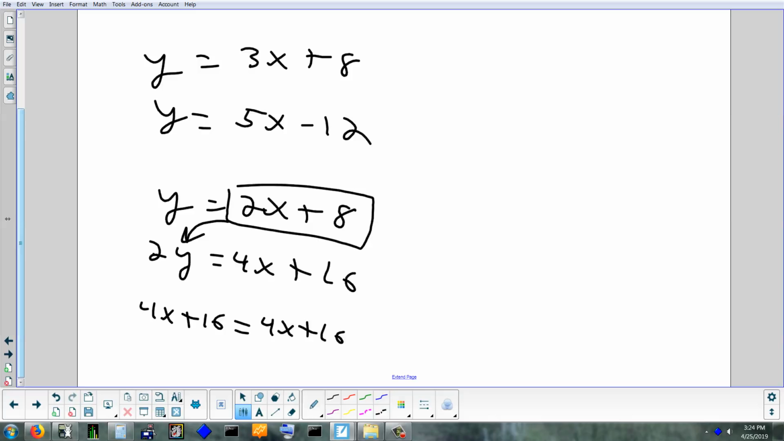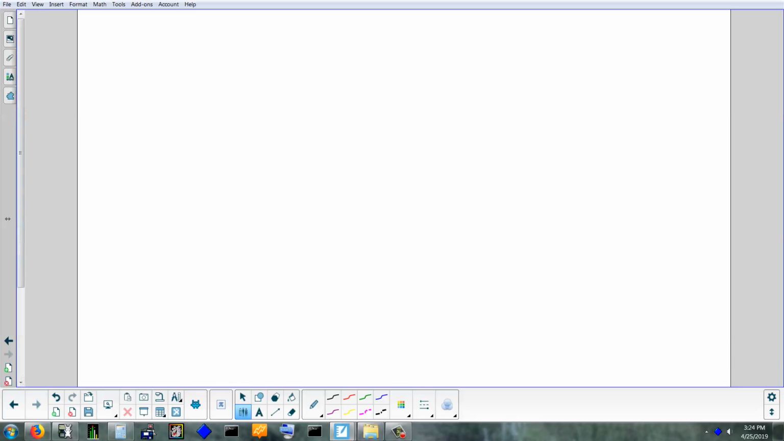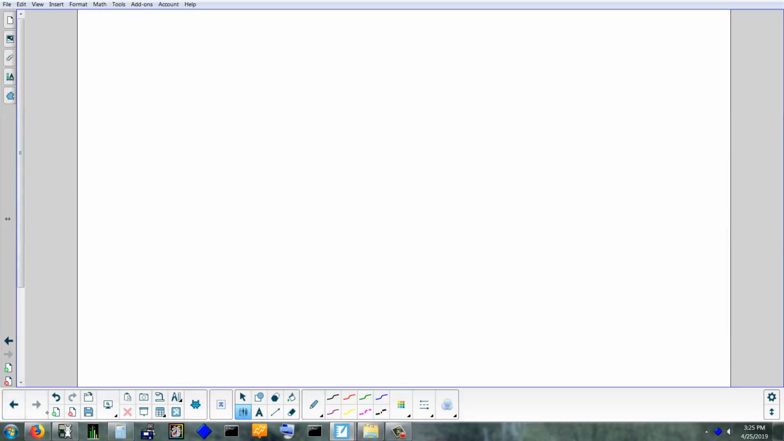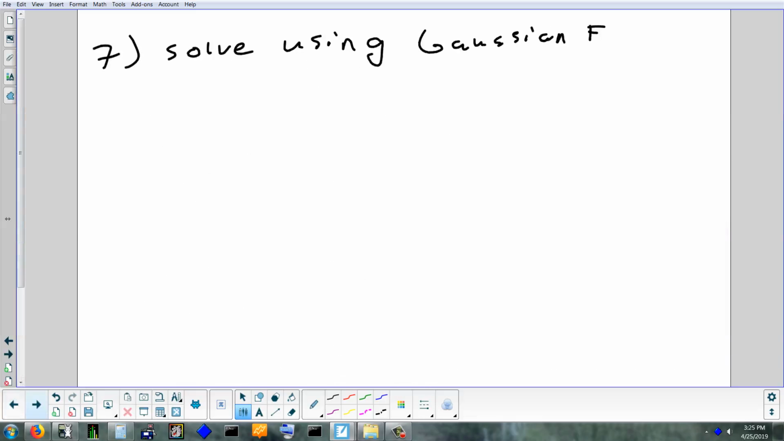And then the last part is solving a system using the Gaussian elimination. And did you have a question on that? Is that what we did then? Yes. Yeah, it's kind of confusing. Okay. So let's solve using Gaussian elimination.